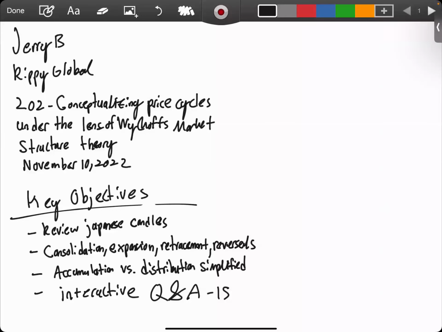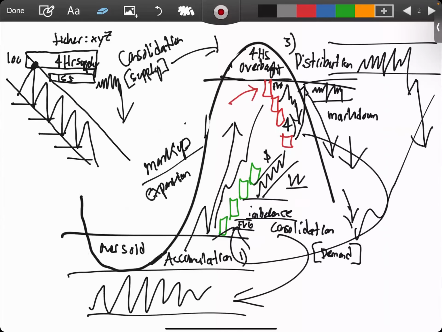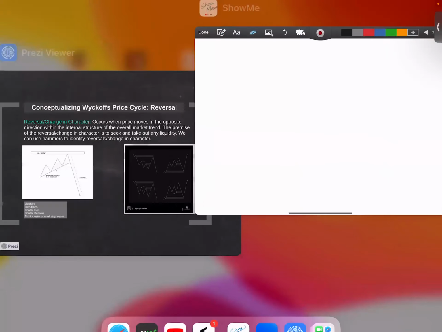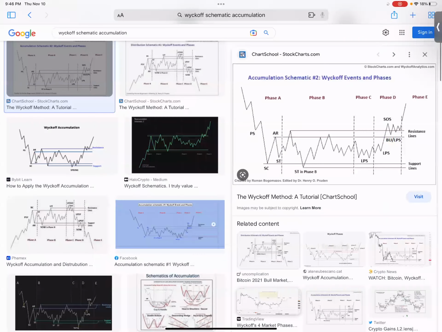And that leads me into accumulation versus distribution simplified. So earlier we spoke a little bit about Wyckoff accumulation phase. In the accumulation phase, you have all these different components that you can mark off, but I don't really think they're significant to remember. It just overcomplicates our trading.